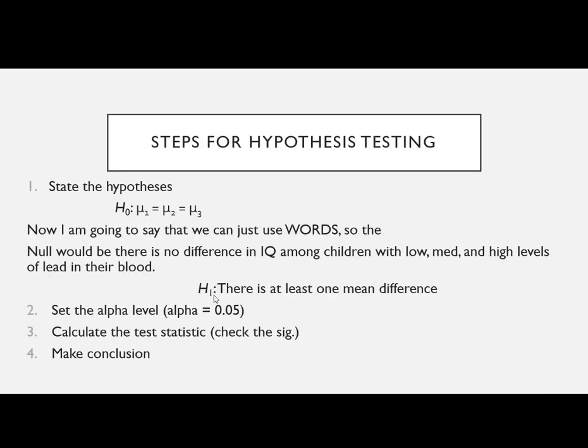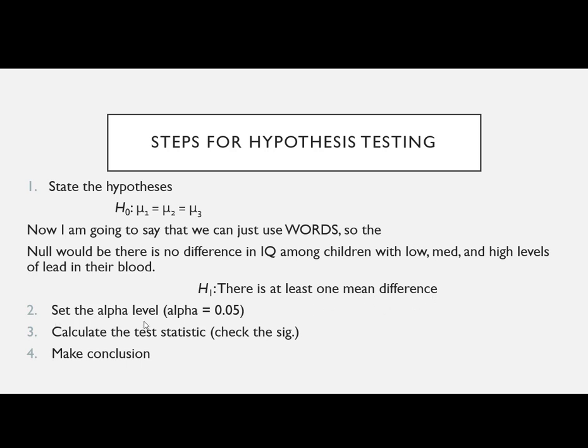Okay, so the steps for hypothesis testing. First, we have to state the hypotheses. So the null is that the mean of the low group is the same as the mean of the medium group, which is the same as the mean of the high group. So I'm going to say in words, the null would be that there is no difference in IQ among the children with low, medium, and high levels of lead in their blood. Alternate is that there is at least one mean difference.